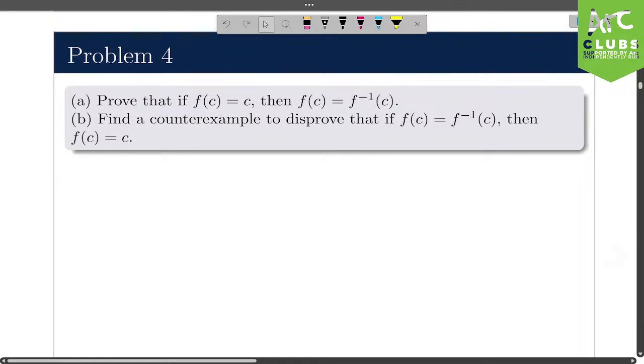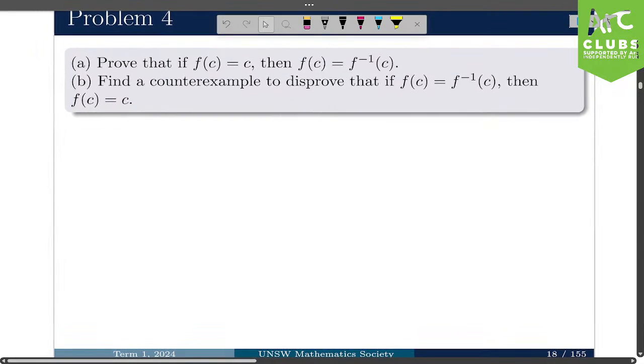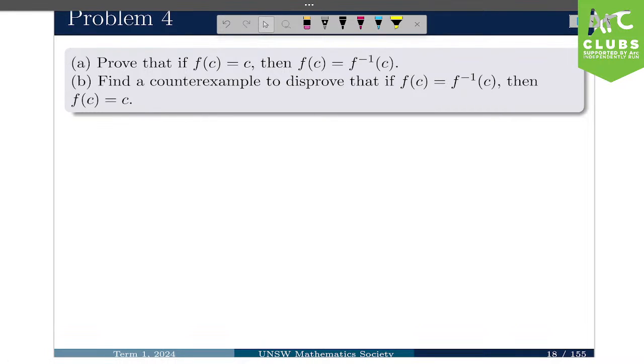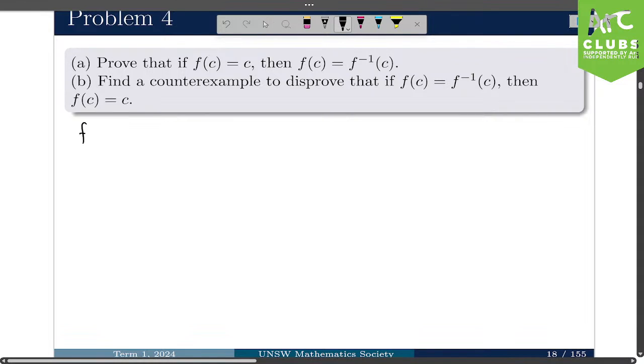Okay, so here's a little starter problem to think about. If we have that for some value c, f of c is equal to c, how do we show that f of c is equal to the inverse of f at c? So we can start with just writing out what we're given. We're given that f of c equals c. And it's a good idea just to get that inverse in our expression somewhere. So let's take the inverse function of both sides.